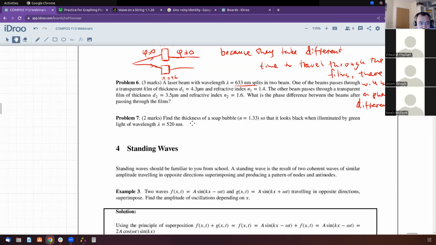Now, problem 7. Find the thickness of a soap film so that it looks black when illuminated by green light of wavelength 520 nanometers. Like if you ever saw soap bubbles, you see that they're very colorful, and this is to do with interference of light. So we have a soap bubble. It has some thickness, which you need to find.